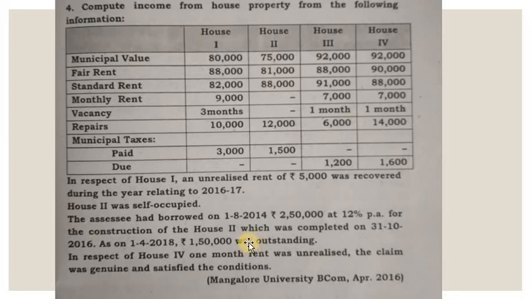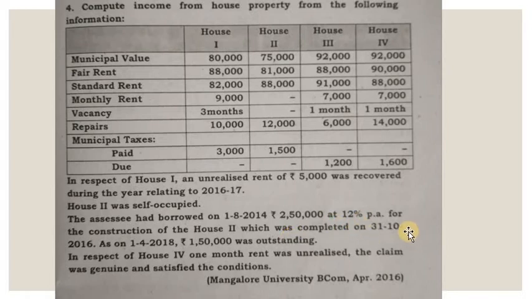Okay, the reduction should be divided into 5 equal annual installments. Now, the construction was completed on 31st October 2016, and before that he had taken the loan on 1/8/2014. So now we have to calculate the period of the loan. It will begin from the date of borrowing, that is 1/8/2014, to either the date of repayment, but there was no repayment, so there is no question of repayment, or 31st March of the previous year of the completion of the house.